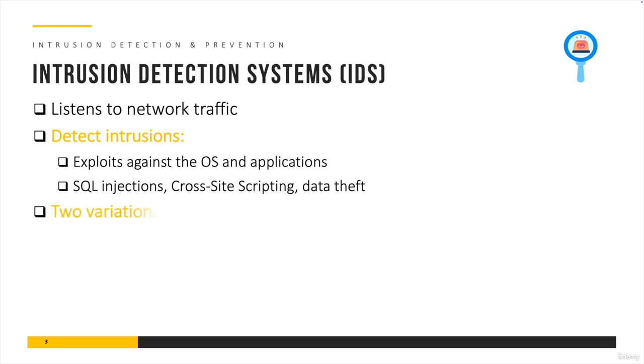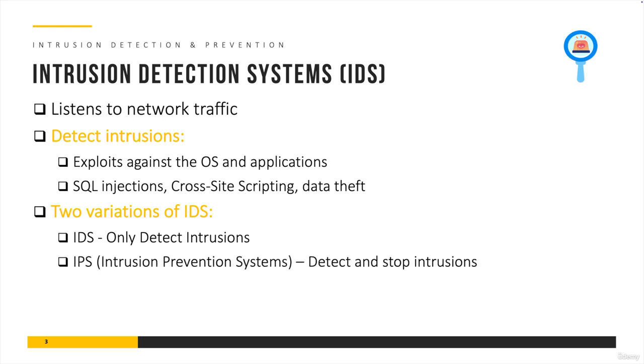Now, there are two big variations of intrusion detection systems. The first one are called intrusion detection systems. Their job is only to detect intrusions. That's it. Once they have alerted the system about any possible intrusion, their job is done. The rest is up to the security defenders to take action and follow up.